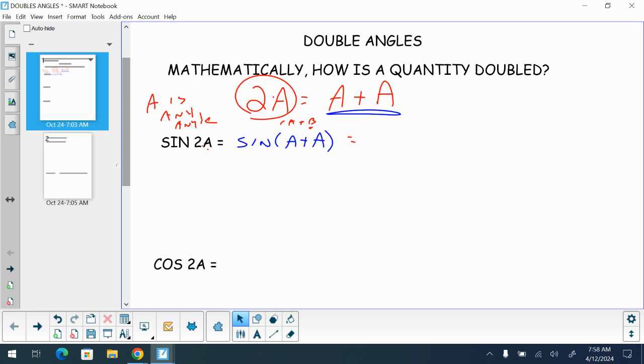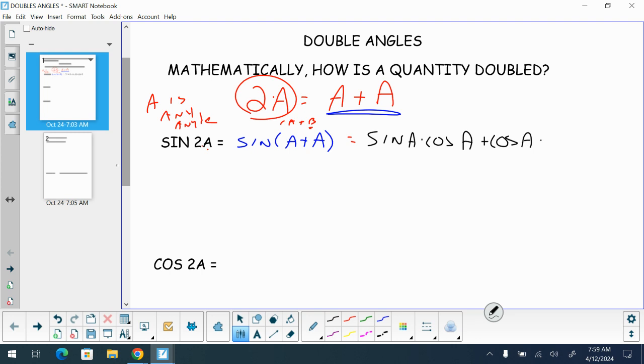So rather than saying sine A cosine B plus the cosine of A sine B, well, now we have sine A cosine A because B has just turned into A. And what you should have written is sine A times the cosine of A, because B is now turned to A, plus the cosine of A times the sine of A.